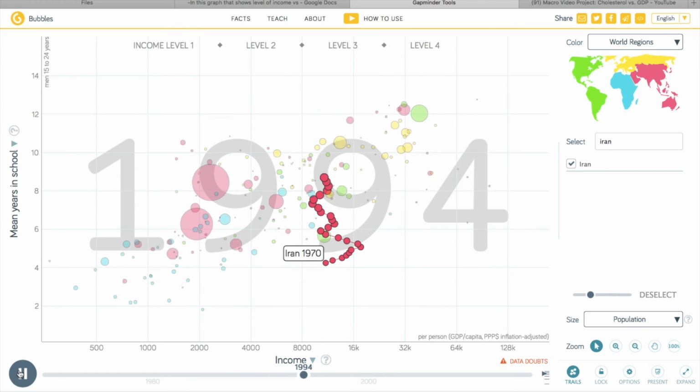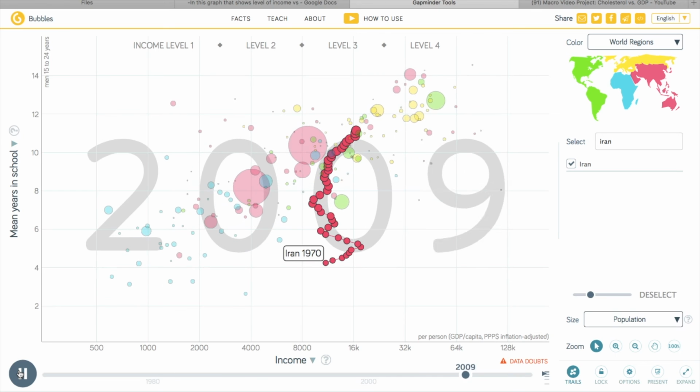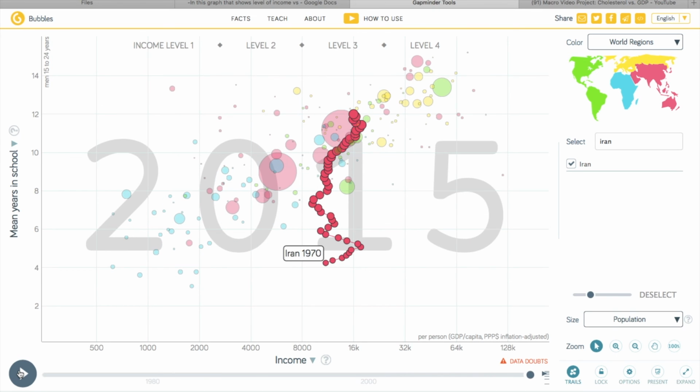And that is because of the Islamic Revolution that took place in the 80s, having a negative impact on the economy of Iran for many years. In conclusion, as our hypothesis predicted, income levels rose with the increase in literacy rate for all the countries, with the exception of a small number of countries that had other variables that affected either income level or literacy rate.